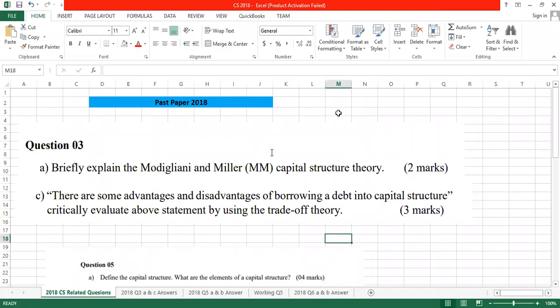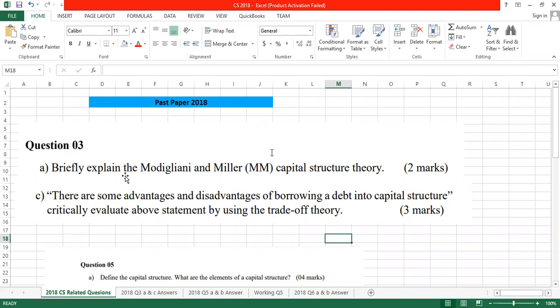Hello everyone. Today we're going to discuss the HNDA fourth year Strategic Financial Management subject 2018 past paper question. Under the 2018 past paper, we're going to discuss capital structure lesson related questions. First, we will discuss question number 3A.